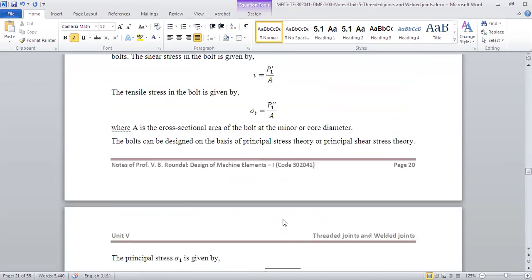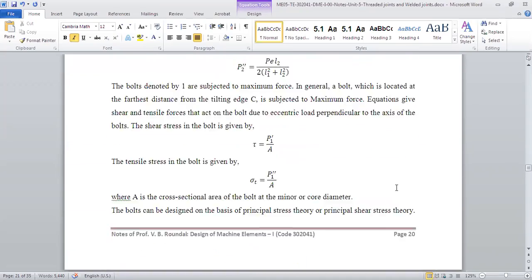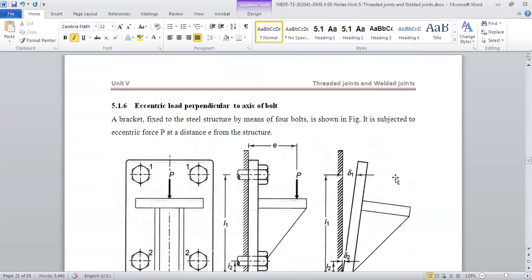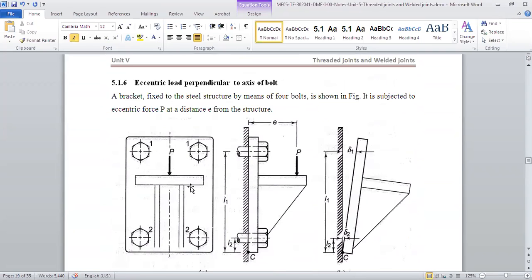Now again, as I said, we have been given this load. Let's see the diagram again. This is the assembly. There are 4 bolts. The bracket is carrying a load of 25 kilonewton. The eccentricity is given as 100 mm. So the moment is 25,000 into 100, which is 25 into 10 raised to 4 multiplied by 100, so 25 into 10 raised to 6 Newton mm will be the moment because of P.